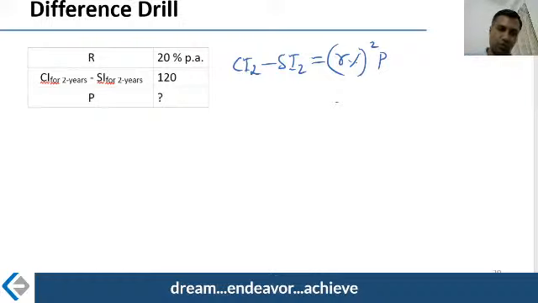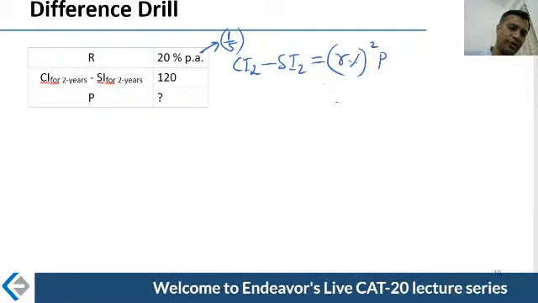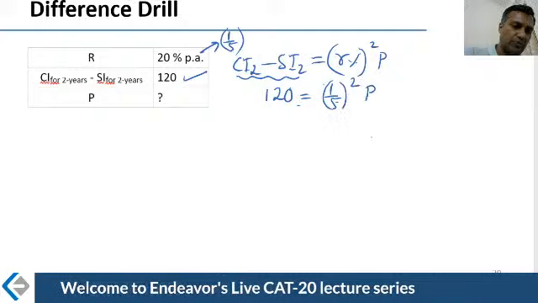Is R given to me? Of course, yes. Right now, can I write it in the form of a fraction? You can. What is R here? 20%. What is 20%, friends? 1 by 5. 20% is 1 by 5. Good, I can write it here. The difference, is it given to me? Yes, it is given to me as 120.